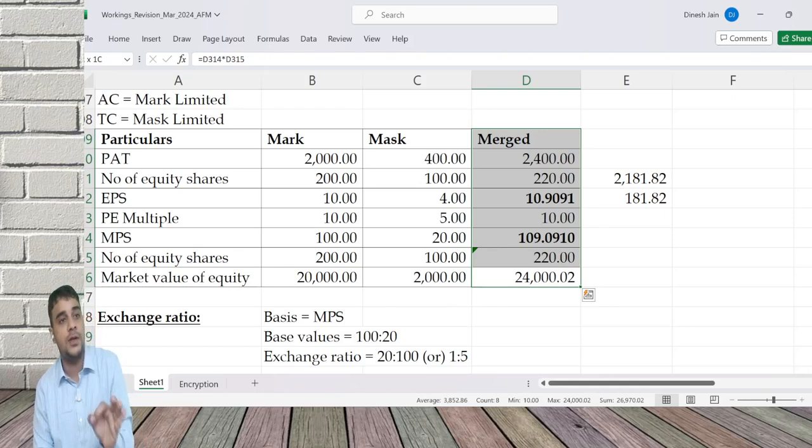Extra 4,000. I can afford to pay this to you. Will I pay? I'm not talking about that. That is the maximum I can pay. Let's negotiate, discuss, and decide where you want to end up. Clear? Any doubts in this?